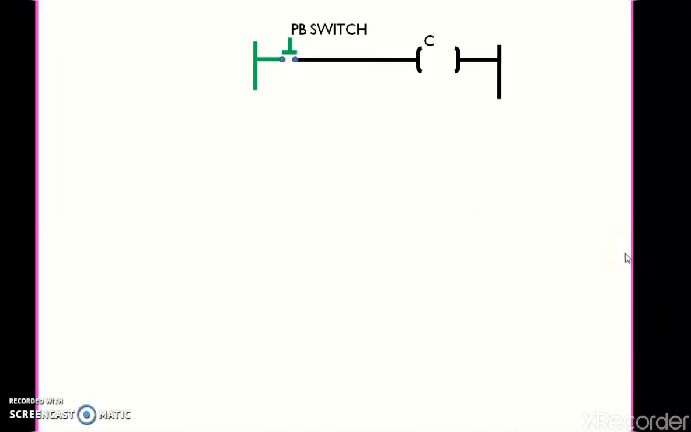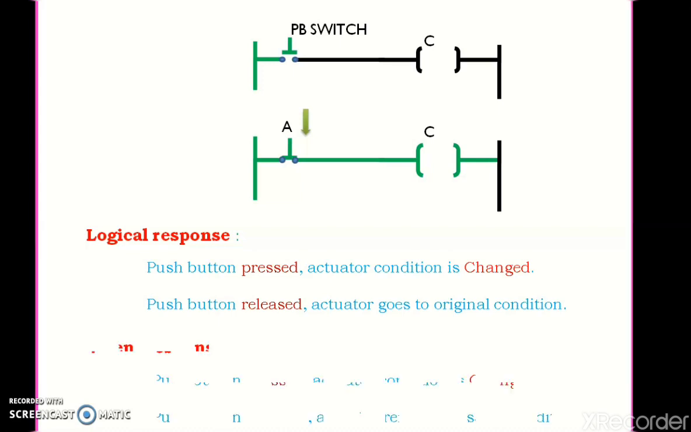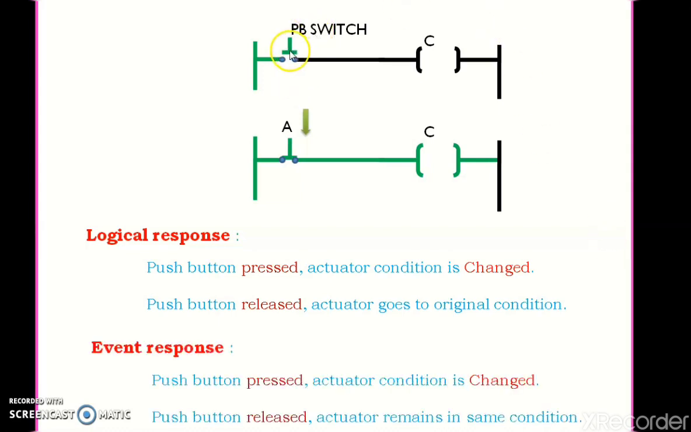Now another concept, about event response and logical response. In this case, a push button is there and a coil is there. When the push button is pressed, the coil will be energized. And when the push button is released, the coil returns to its original condition, that is de-energized. This is called the logical response. Means input is given, the output changes. When the input is released, the output again returns to its original position.